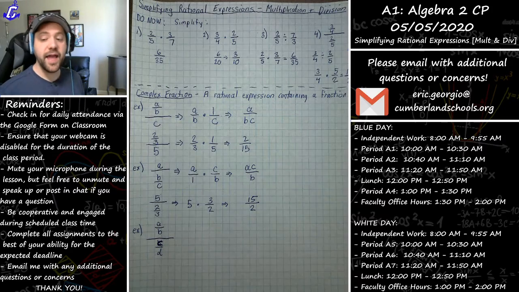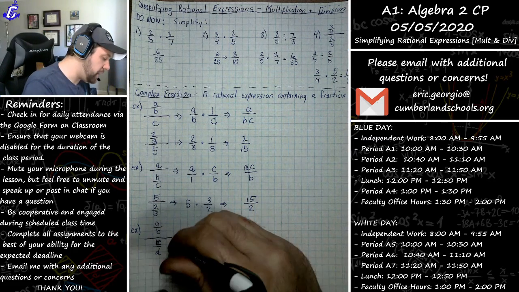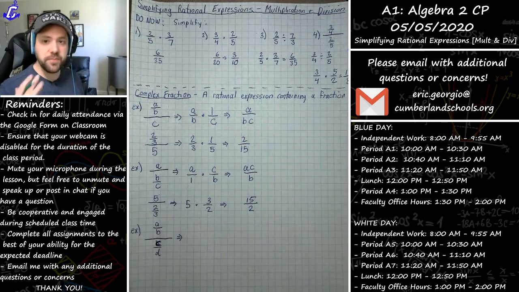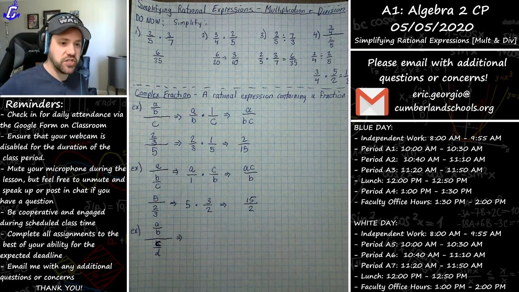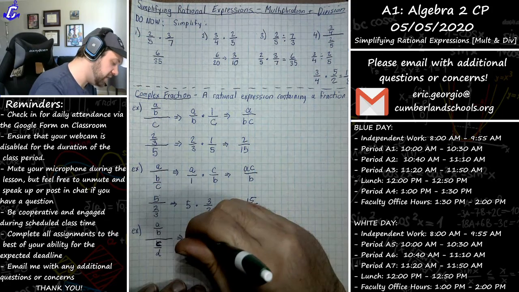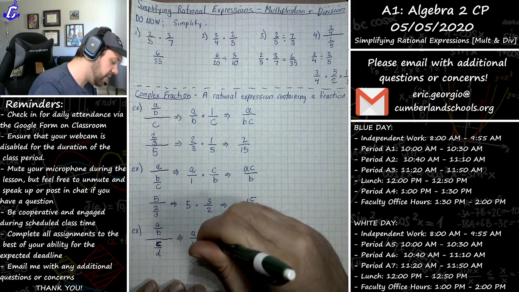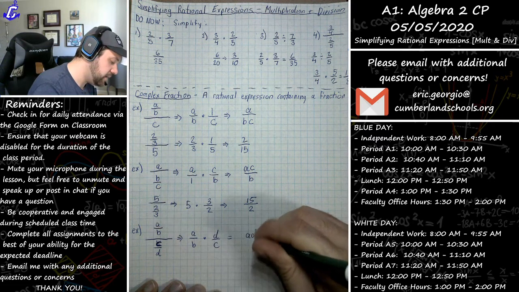Okay, I have a over b divided by c over d. One fraction divided by another fraction. Again, that doesn't mean we panic and freak out. We just multiply by the reciprocal. That's like the mantra. When you divide by a fraction, just multiply by the reciprocal. So I'm going to change this to a over b times the reciprocal, d over c, and this becomes ad over bc.